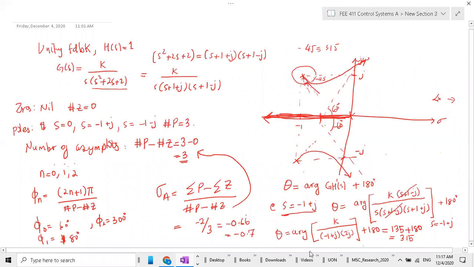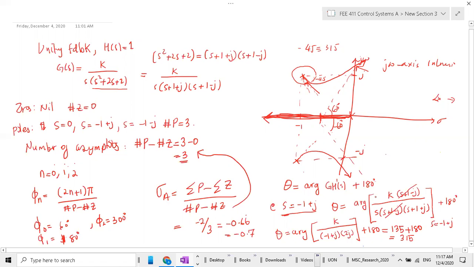Okay. Hello? Yes, it's okay. Another thing is to get the j omega axis intersection point. So you can use.